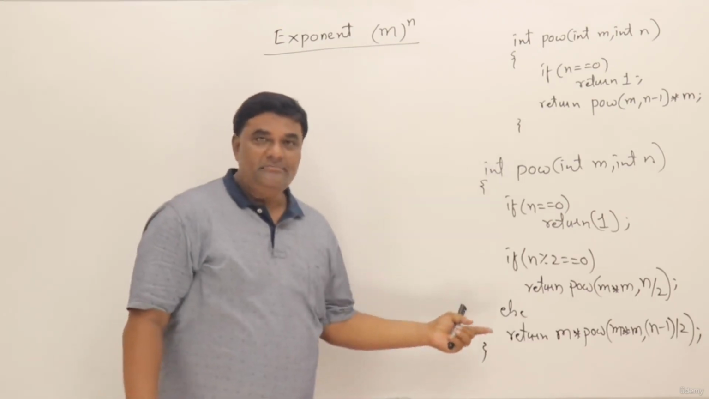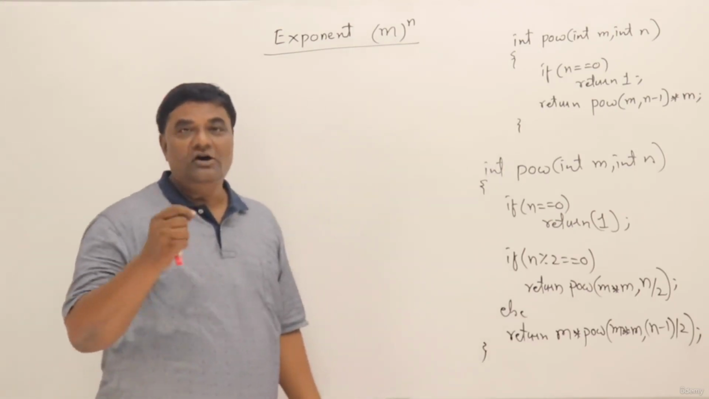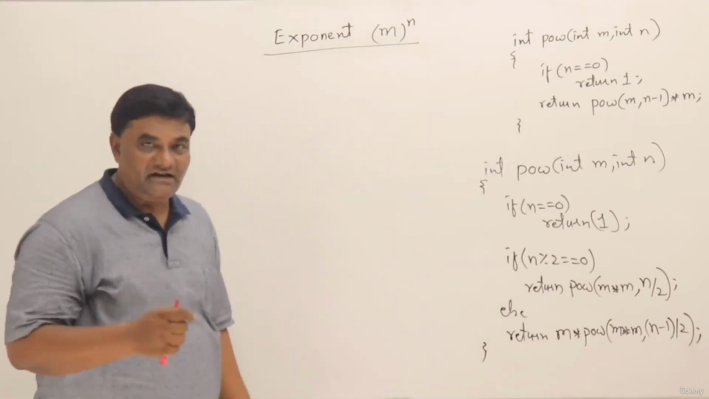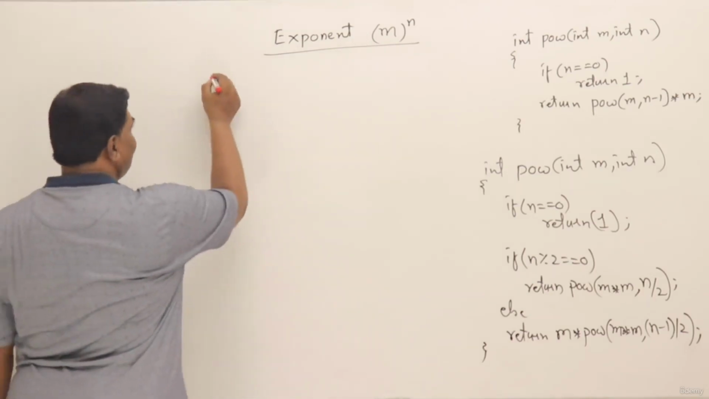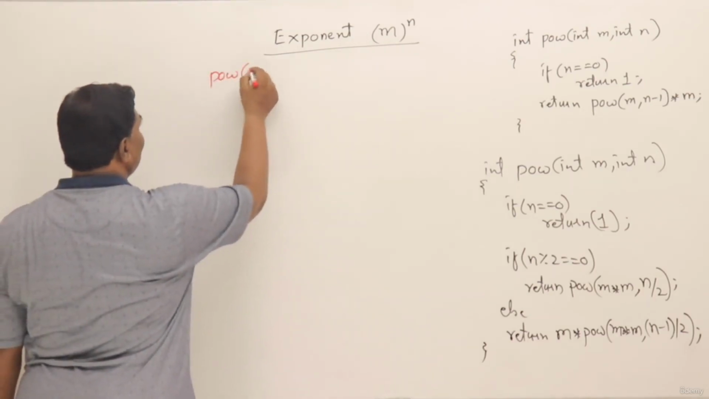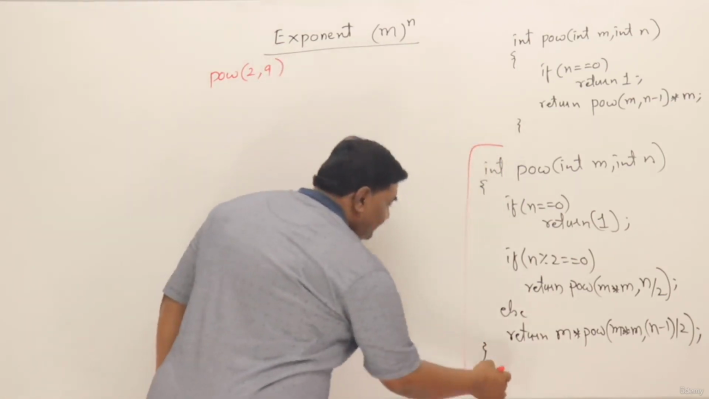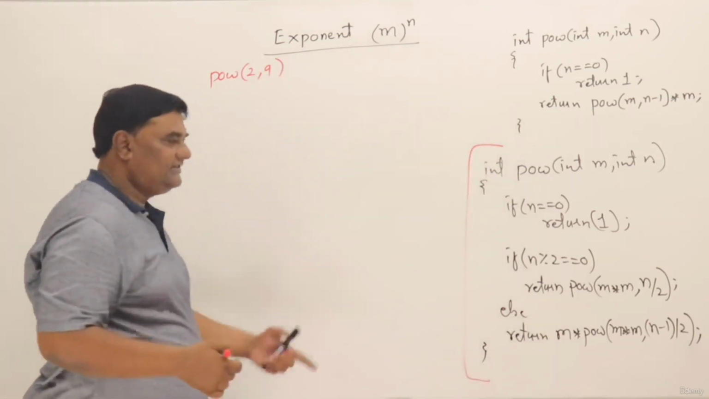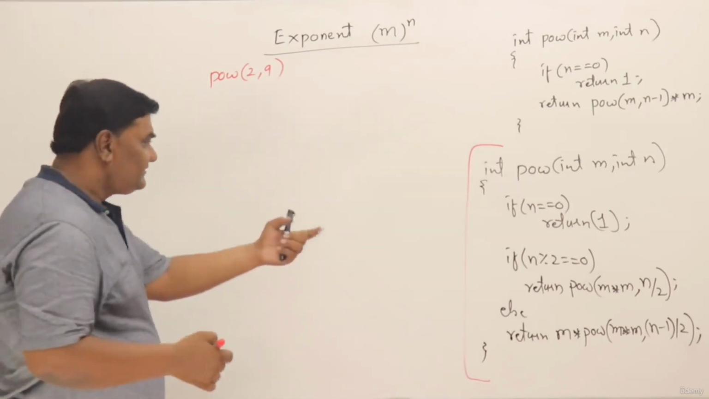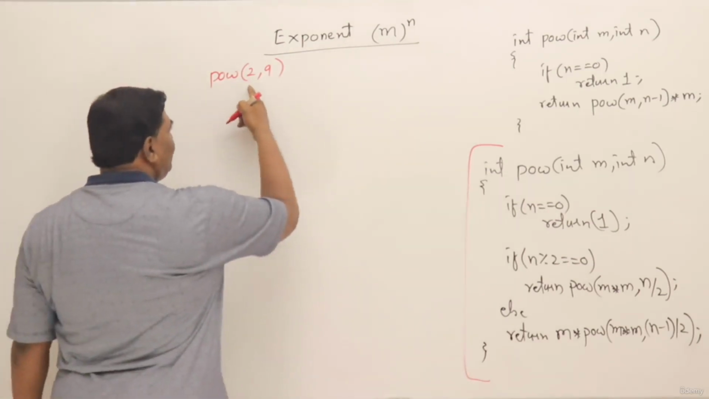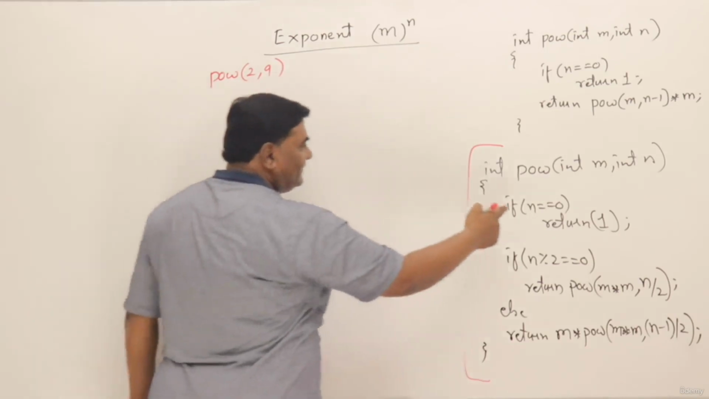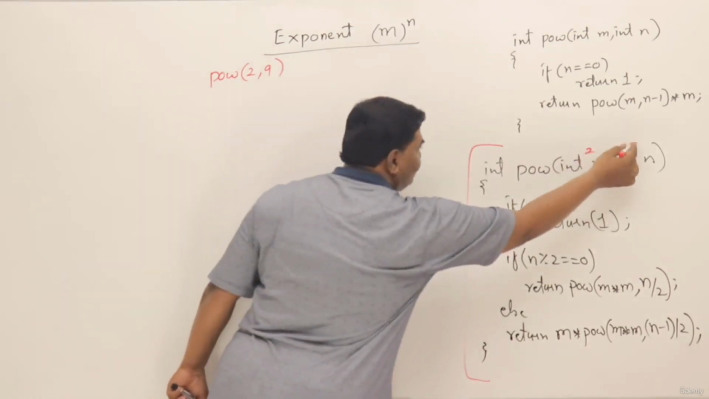So let us take an example and trace this function and see in how many multiplications we can get the answer. So I'll take the same example, that is power of 2, 9. So we are looking at this function. This is a new version of the function which is having fewer multiplications. So let us try this. Power of 2, 9. This is 2 and this is 9.